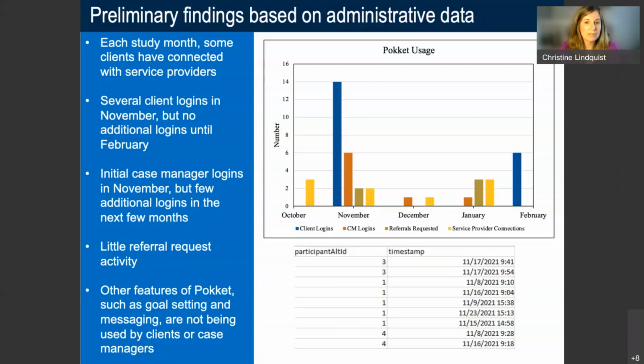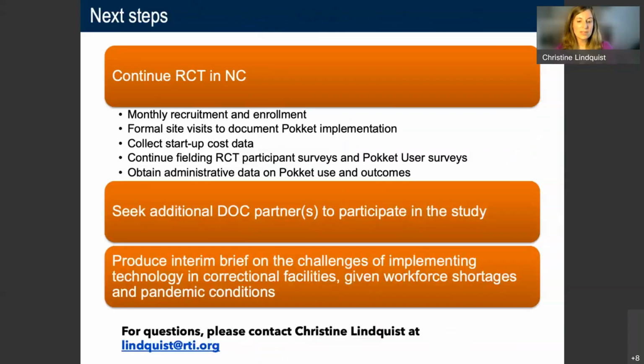But when you look at logins, we had several logins in November, but then no additional logins until February. And that coincided with the time when several study facilities had to go on lockdown because of COVID conditions. So people were not able to use it. The same thing with case managers: some initial logins, but then very few logins in the next few months, and little referral request activity, as well as little activity on some of the other features of Pocket, such as goal setting and messaging.